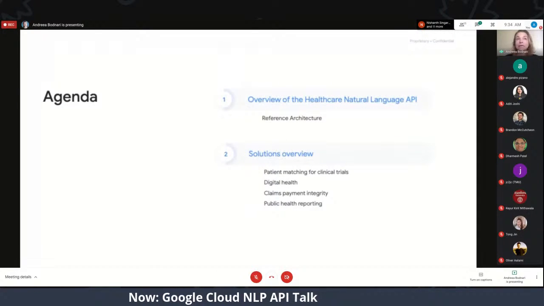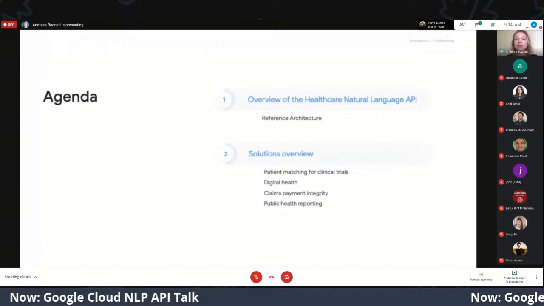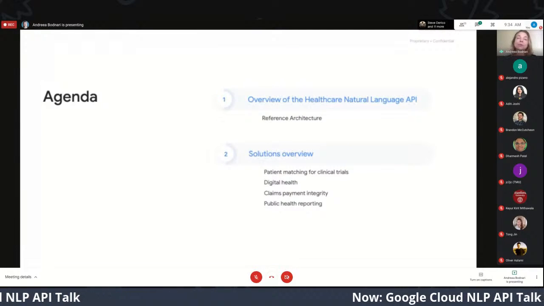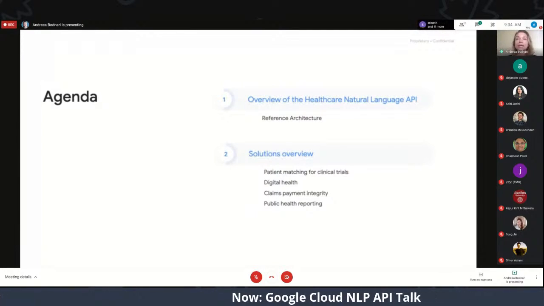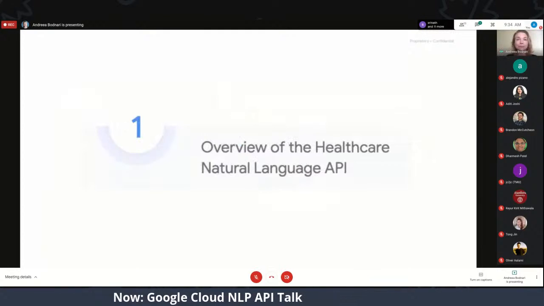So I thought today I would take you through an overview of the Healthcare Natural Language API, and then walk you through a couple of solutions that we can enable in the industry with this technology.